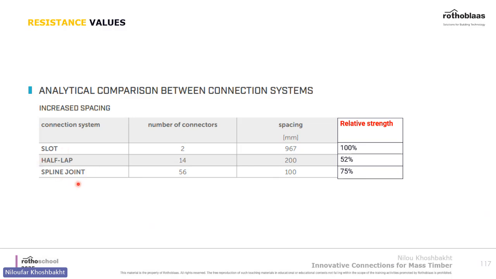These are the results of the test campaign I showed you regarding the comparison of a slot, half lap, and a spline joint. If you assume the relative strength of a slot to be 100%, a half lap will be as effective as 50%, and the spline joint is around 75%.